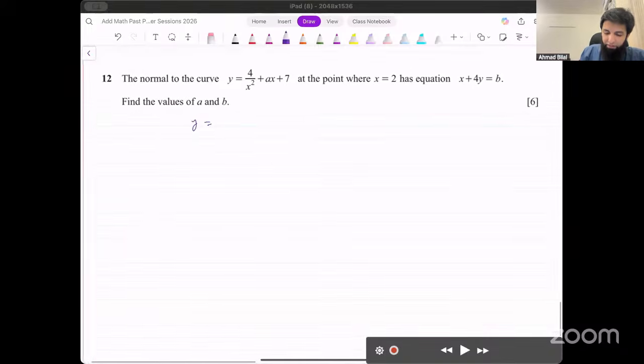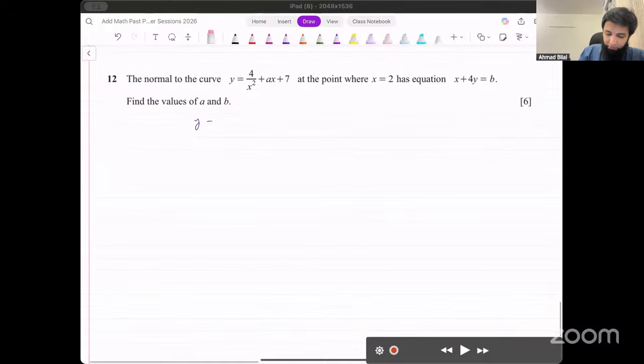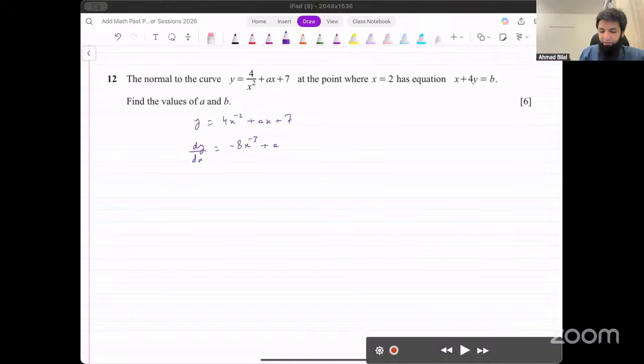For that, we have to differentiate it first. We have to find the derivative of this first, so it becomes y equals 4x raised to power negative 2. Write it in the power form. Find the derivative dy over dx. It's not that difficult, I think. Multiply by the power: minus 8x raised to power negative 3 plus a, that's the derivative.